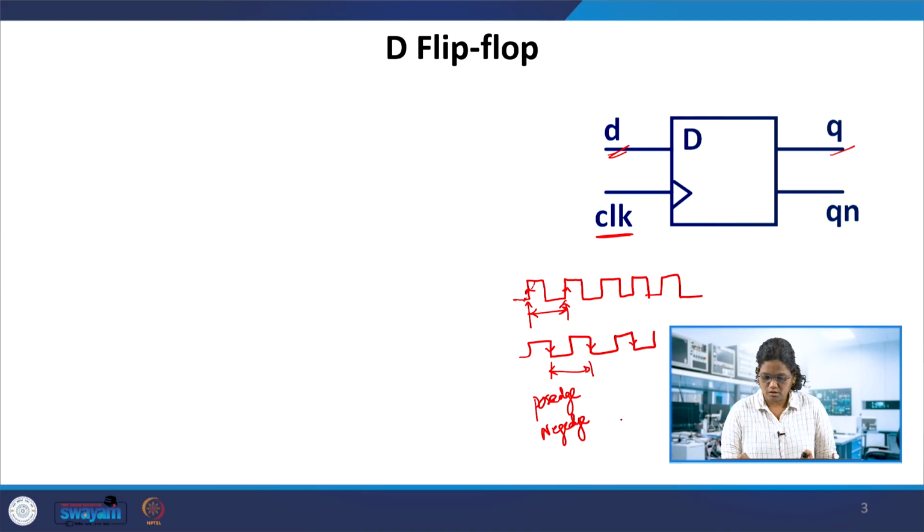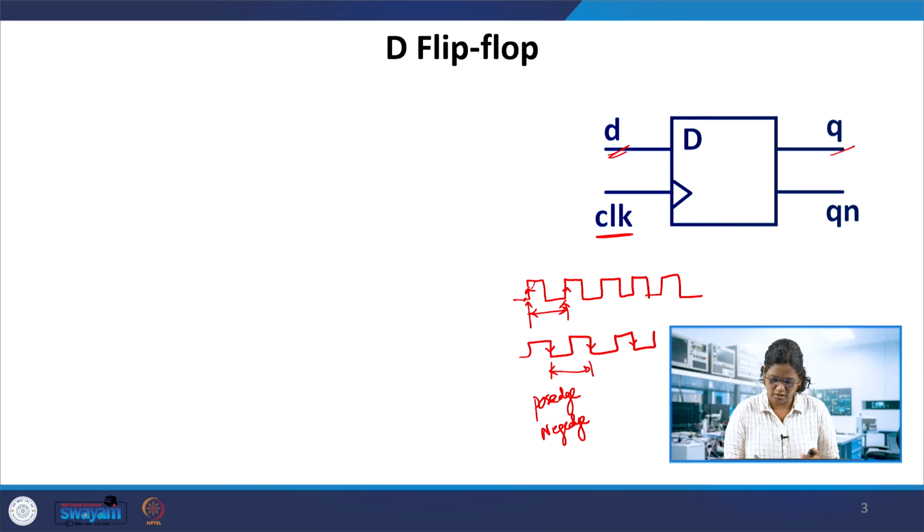The symbol, I think, is known to you. This one is the positive edge triggered D flip-flop. If we have a bubble at this place, then it would be a negative edge triggered clock, which would take decisions based on the negative edge. Here it's a positive edge triggered clock.